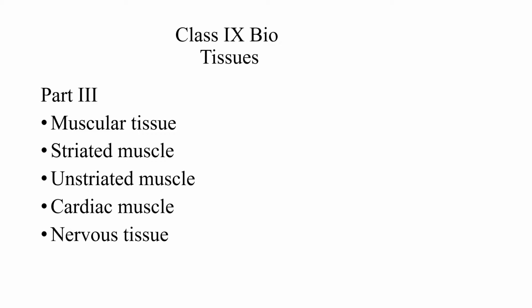Hello students. Already we saw tissues chapter part 1 and part 2. Now we are going to see about part 3. Under this the following subtopics are there. Muscular tissue. Under muscular tissue, striated, unstriated and cardiac muscle tissue and nervous tissue.